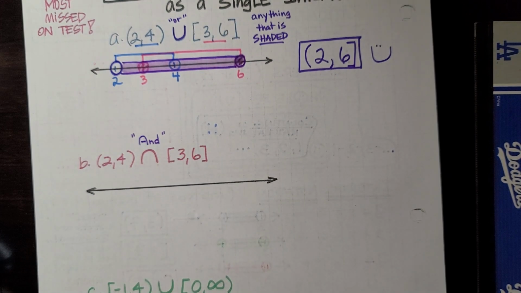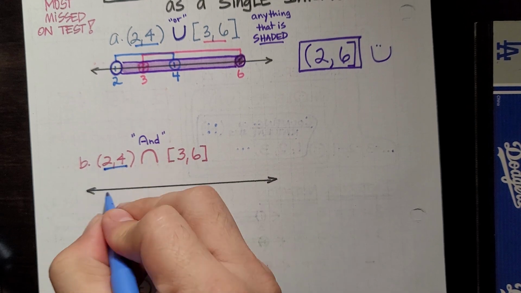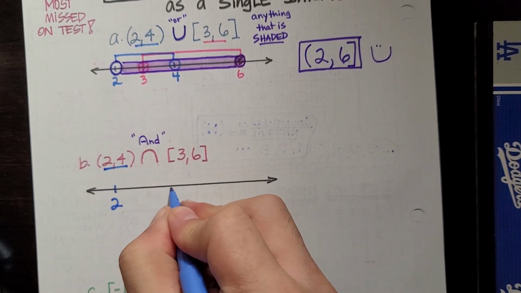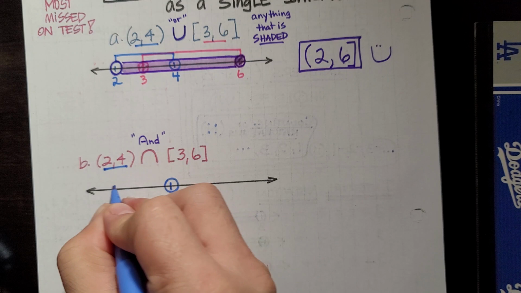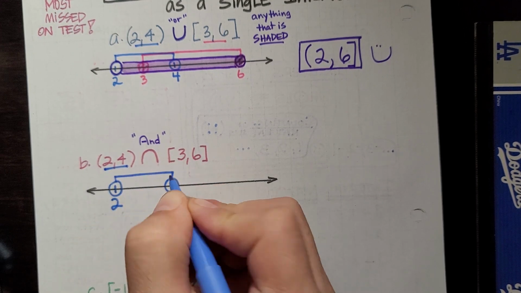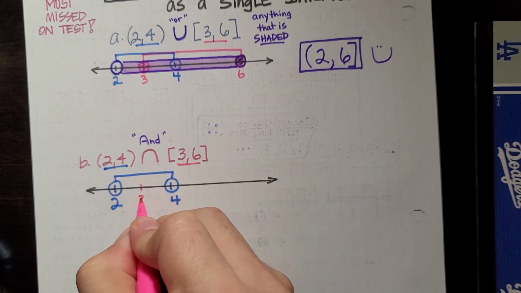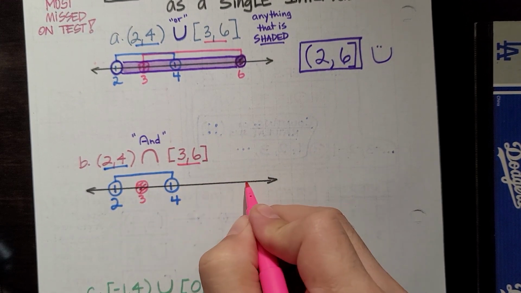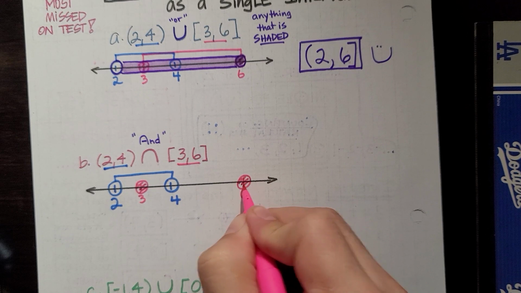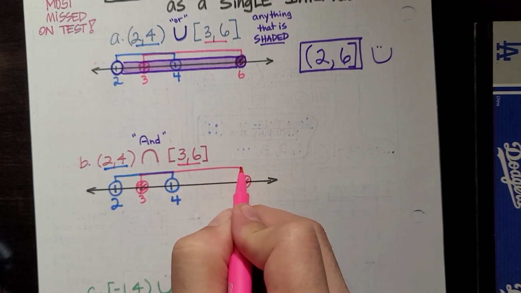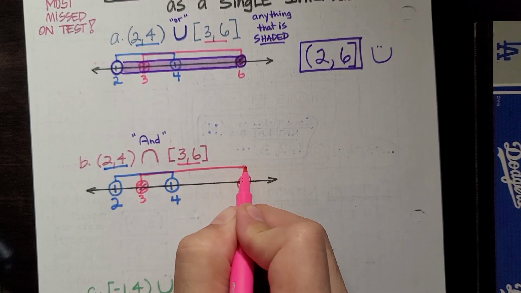I'm going to do the same thing. Y'all already know the drill. I'm going to put this on the number line. I'm going to go from 2 to 4, opened on both ends, and shade between. Then I'm going to go from 3 to 6 and shade in between.